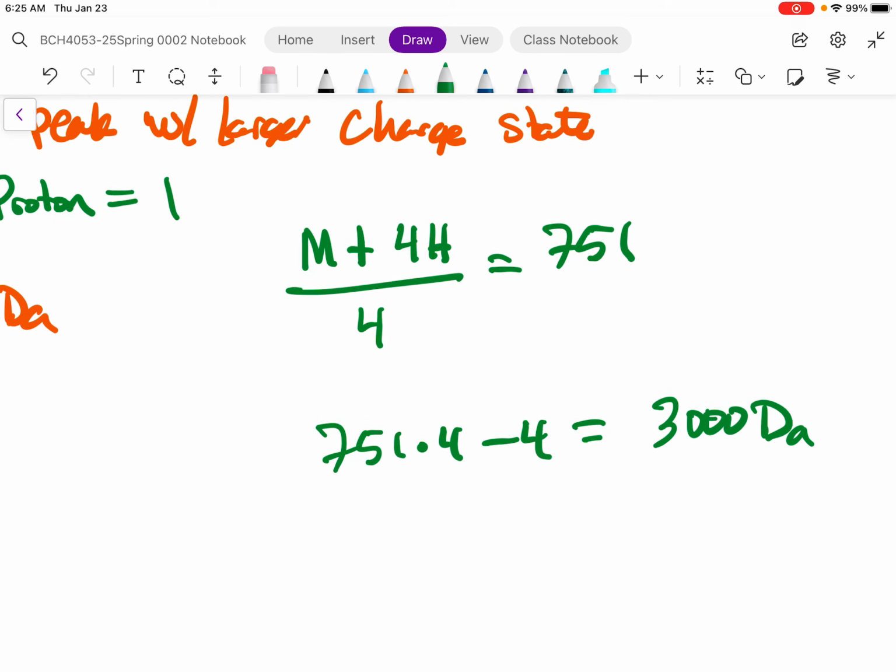And look, what if we did the 601? What would we have to do to find the mass for the 601 peak? We would have to times that by 5 minus 5. And that should equal the same answer, because it's the same protein, just a different charge state. How are you feeling about that? Okay.